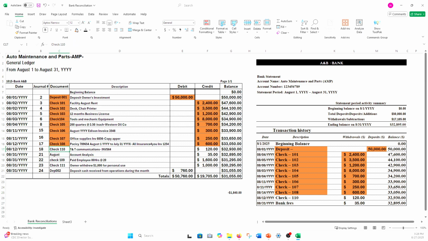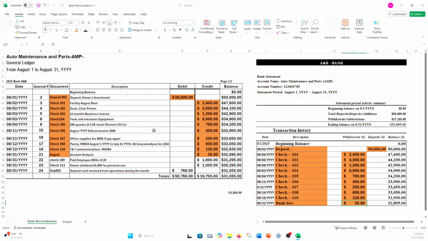So check 110, 120, check 110, 120. We had the August account analysis, which is part of the bank fees, and we just type it here in our book. So let's say we had the August bank charge or bank fees or account analysis, $35. We had $35 here for bank fees or account analysis or bank charges. Okay, 35.